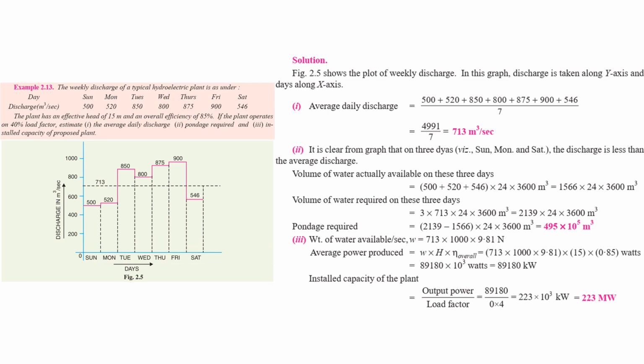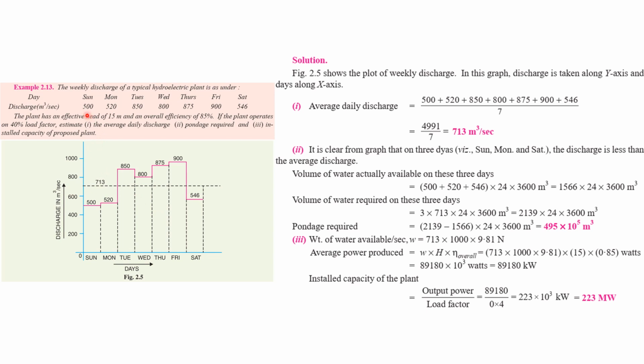Now let us move to the final example related to hydroelectric power station, which is given in your textbook. So over here you are given the load curve. Or in this case, this is not a load curve, this is the weekly discharge of a typical plant. So you can see that the days of the week are written on this axis, and then the discharge on any given day in meter cube per second is given by this graph. So average discharge can be found and is represented by this dotted line.